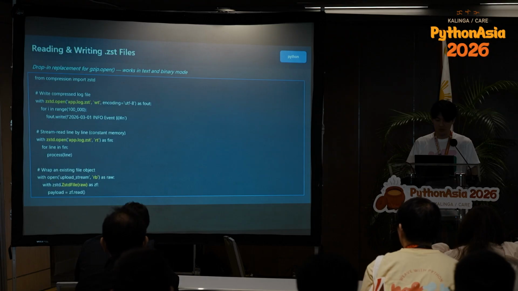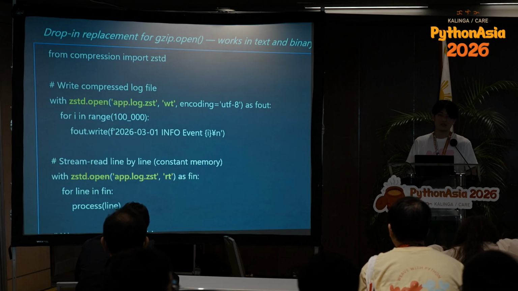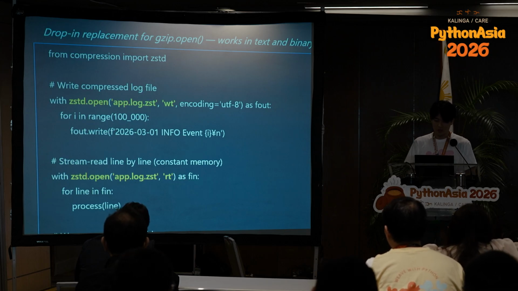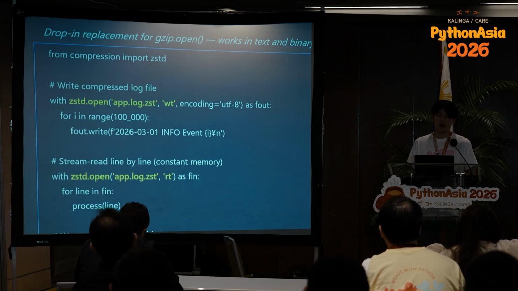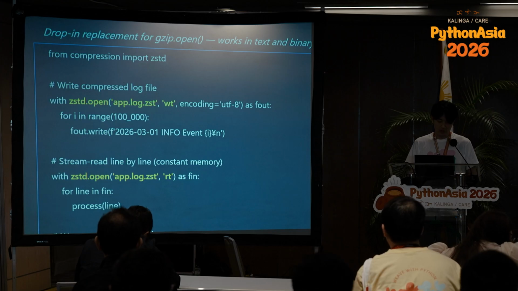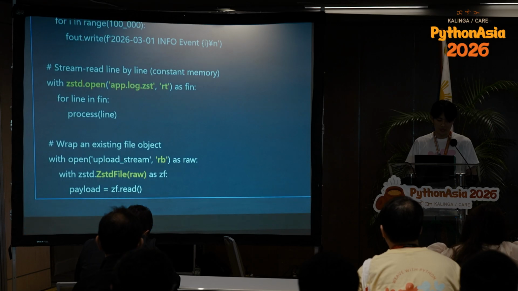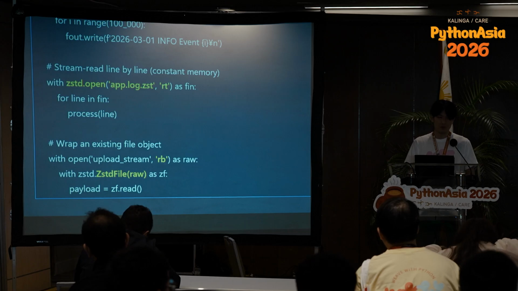In the next example, you can read and write zst files in text mode and binary mode. When you use text mode, set wt or rt as the open parameter, as I show in this slide. And when you would like to use binary mode, you have to set rb or wb as the parameter of the open method. This is a very simple way to use it.